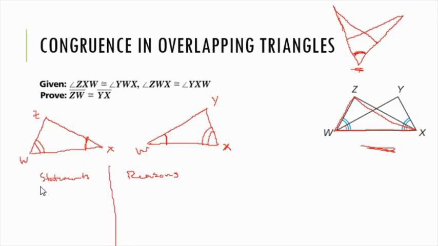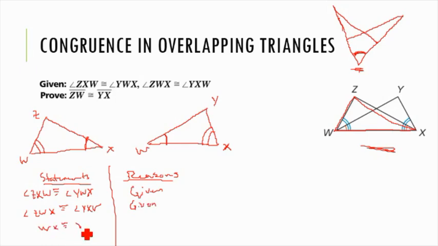I'm going to start with my givens. Okay, so my first statement is that angle ZXW is congruent to angle YWX. That's given. And then angle ZWX is congruent to angle YXW, and that's given. And then I can also say that by the reflexive property, WX is congruent to itself. WX, whenever something is congruent to itself, we call that the reflexive property.